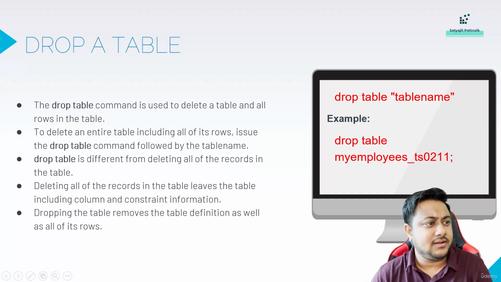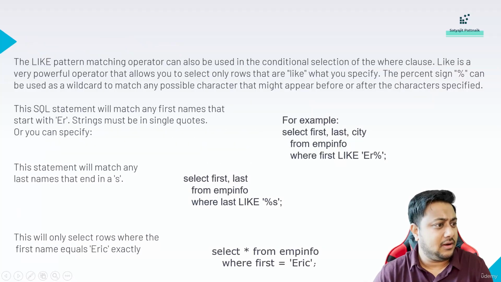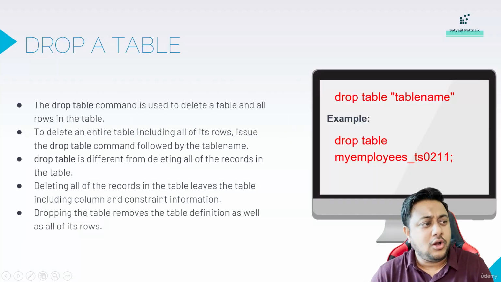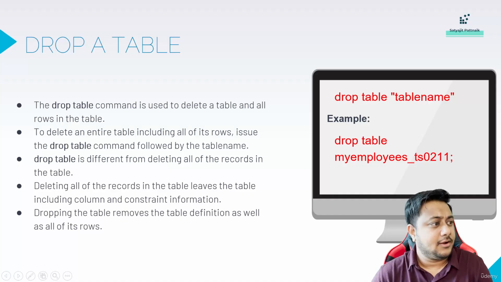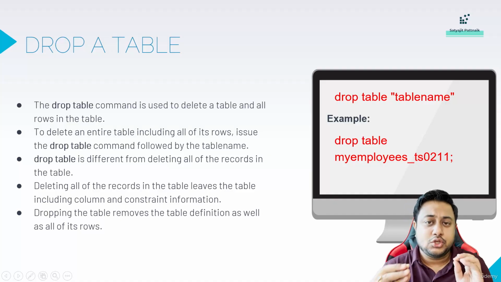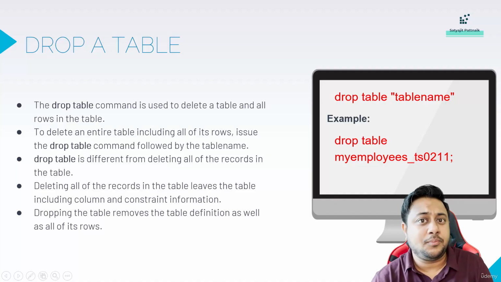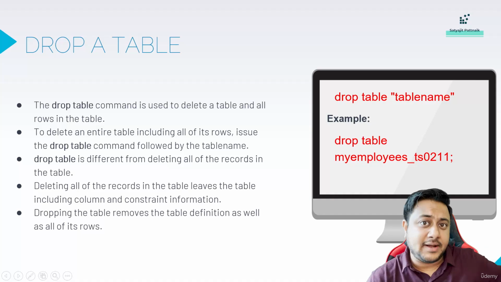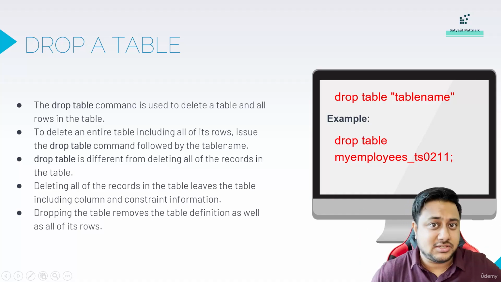Drop table command is used to delete a table and all rows in the table. To delete an entire table, including all of its rows, issue the drop table command followed by the table name. Drop table is different from deleting all the records. So deleting all the records is going to be cleaning all the records from that table, but the table will exist.